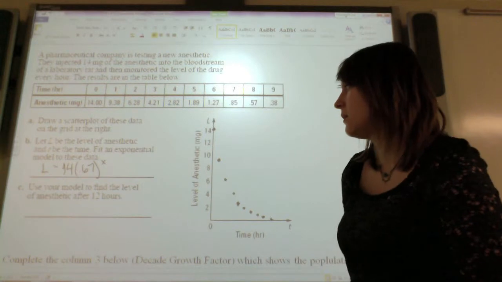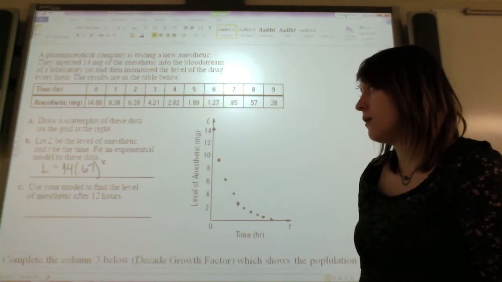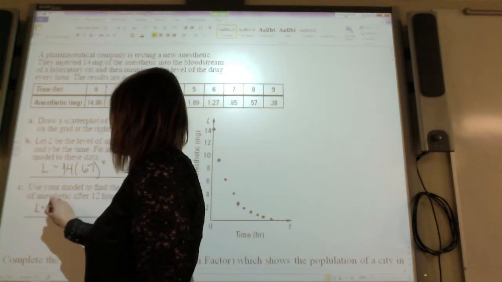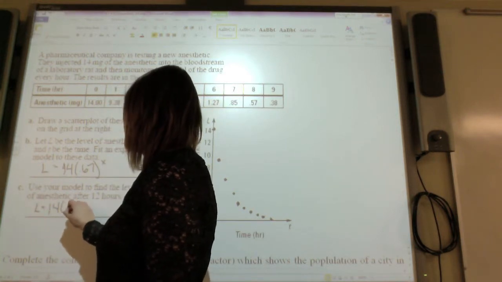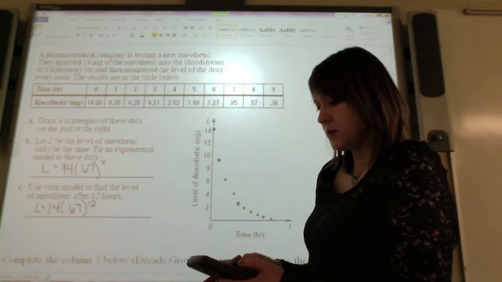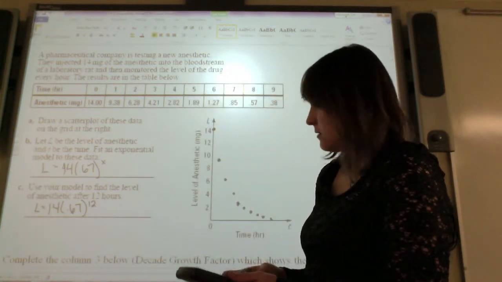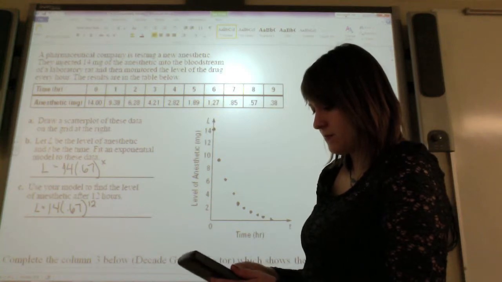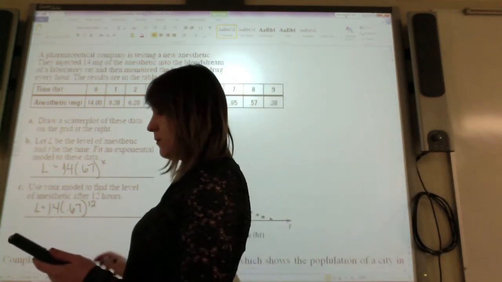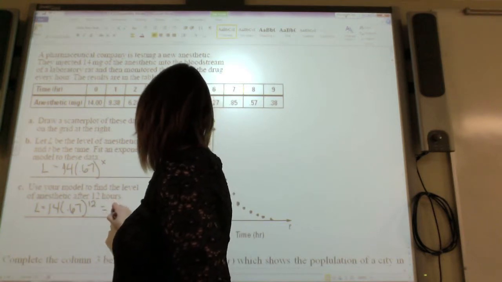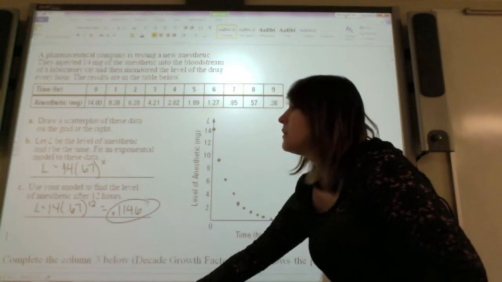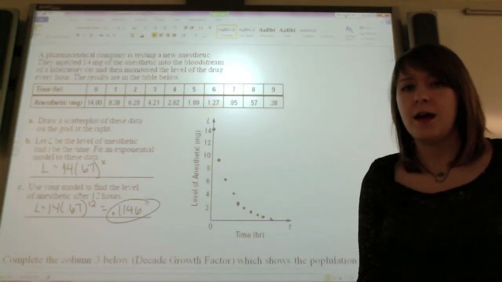Then it says use your model to find the level of anesthetic after 12 hours. Well, if I'm going to use that model and I want to figure out what happened after 12 hours, I can just plug in a 12. So if I do that on my calculator, I get 0.1146. So that's how much would be left after 12 hours.